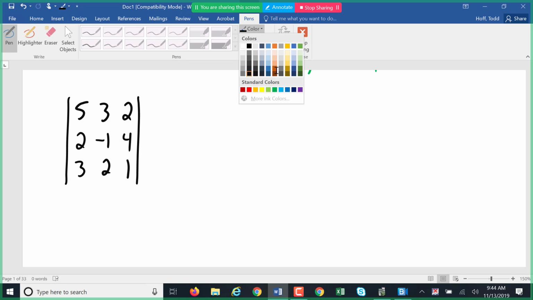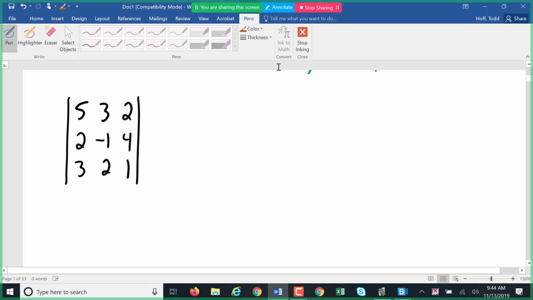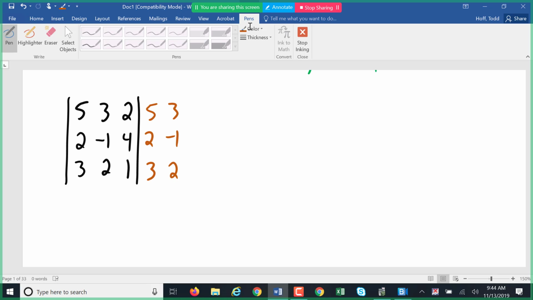Now, to start off with, I'm going to just right away rewrite the first column. So the first column is 5, 2, 3. And I'm also going to rewrite the second column over here. 3, negative 1, 2. So all that does is allows it when I do those up and down diagonals, I don't have to wrap around. I don't have to find what entry finishes off that diagonal.